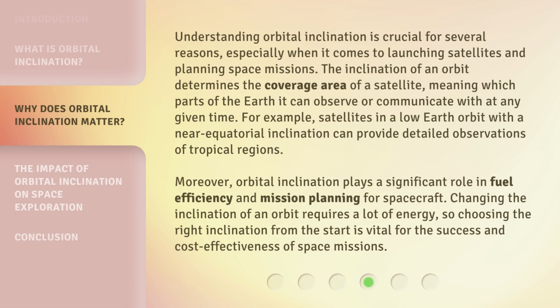Understanding orbital inclination is crucial for several reasons, especially when it comes to launching satellites and planning space missions. The inclination of an orbit determines the coverage area of a satellite, meaning which parts of the Earth it can observe or communicate with at any given time. For example, satellites in a low Earth orbit with a near equatorial inclination can provide detailed observations of tropical regions.